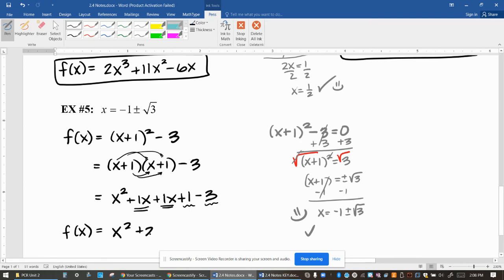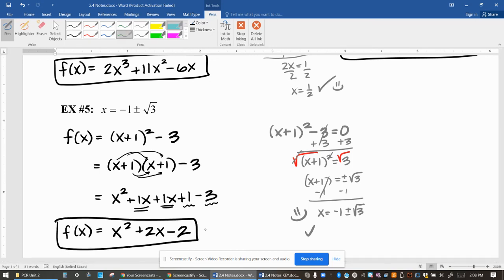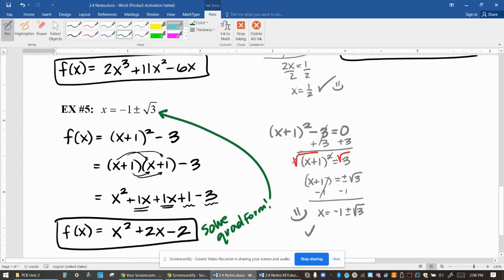Again, if you have 5 or more minutes left at the end of a test or a quiz, what you can do is solve this with the quadratic formula and see if you get -1 plus or minus root 3. Now, why the quadratic formula? Because this can't be factored. This trinomial cannot be factored.